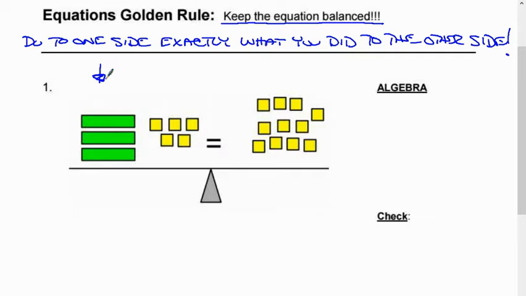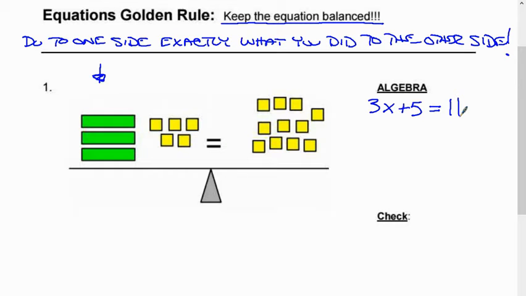So underneath the word algebra, I'm going to start by writing 3x. The three variable rectangles there are going to represent 3x. I'll use x as my variable. And then next to that are 5 yellow squares, which is the constant positive 5. So the left side of the equal sign is going to say 3x plus 5. And then I'll write my equal sign. And on the other side of the equation, I have 11 yellow squares. So 3x plus 5 is going to equal 11.